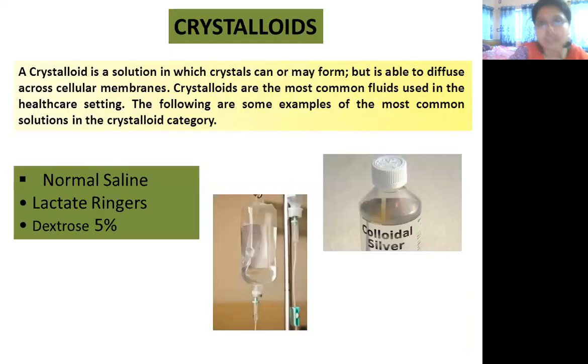Next, that is a crystalloid. Crystalloid is a solution where we cannot identify the dissolved particles. So crystals may form, but it is able to diffuse across the cell membrane. Examples of such crystalloids are normal saline, lactated Ringer's, or 5% dextrose solution. So generally, in the case of saline, we use crystalloid solutions.